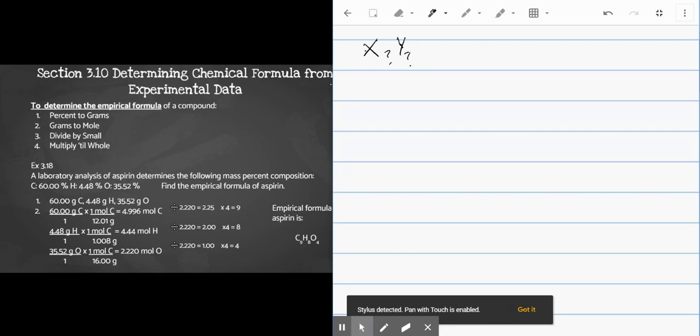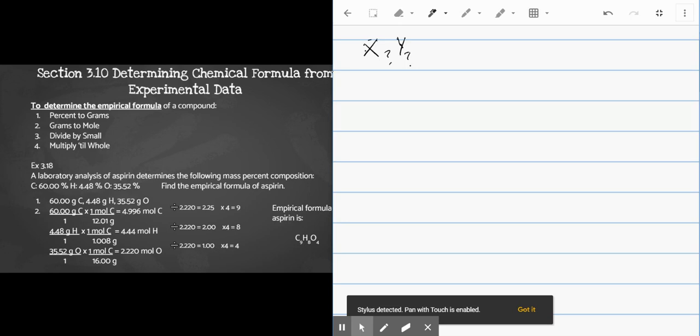If they give you percentages of elements, let's say X and Y, you're going to change it from percent to grams. We're going to see how in a second. Then the next step is to change it from grams to moles. So we're going to convert grams to moles, and we divide by the molar mass for step 2. Step 3, divide all of the moles that you get in step 2 by the smallest answer. And then step 4, multiply those answers to part 3 until you get whole numbers. So we've got to do some examples so we understand what is going on.